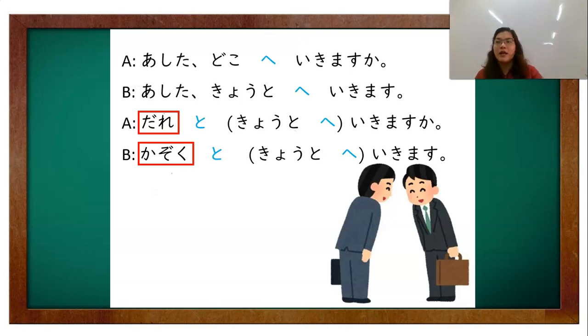Now let's have a role play for this one. First, I will be A and you will be B. Ashita doko e ikimasu ka? Dare to Kyoto e ikimasu ka?